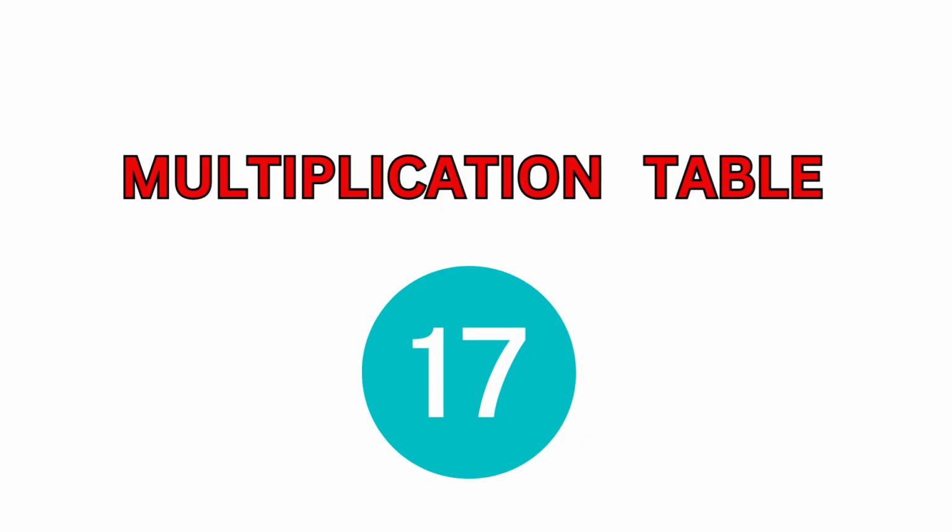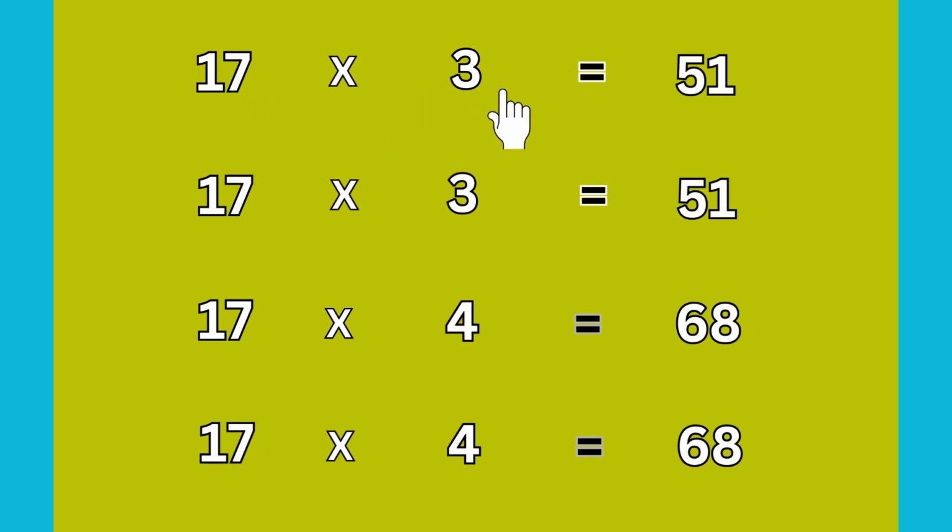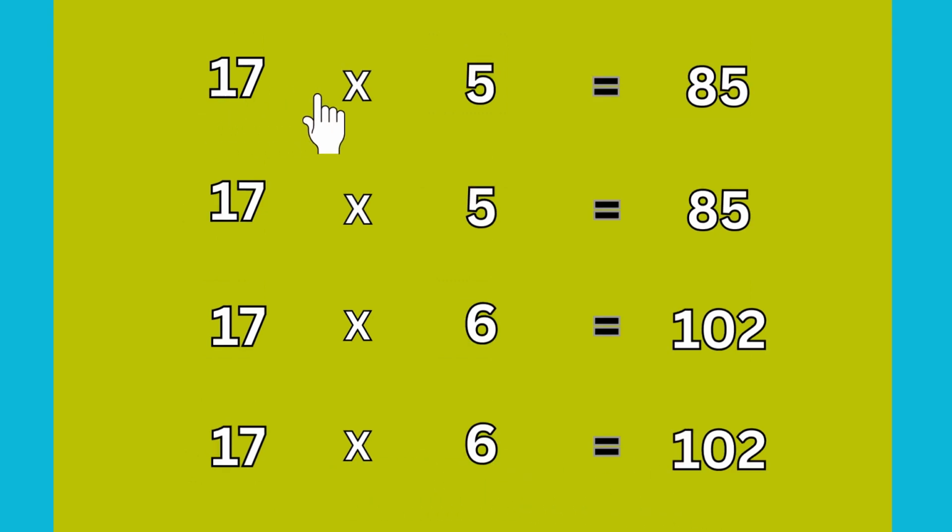Let's begin the multiplication table for 17. 17 1s are 17, 17 2s are 34, 17 3s are 51, 17 4s are 68, 17 5s are 85.